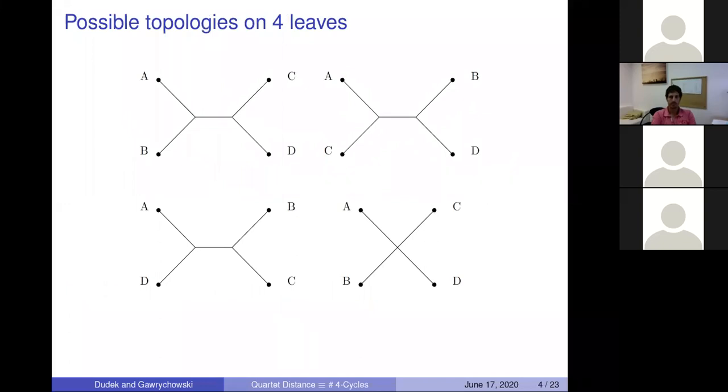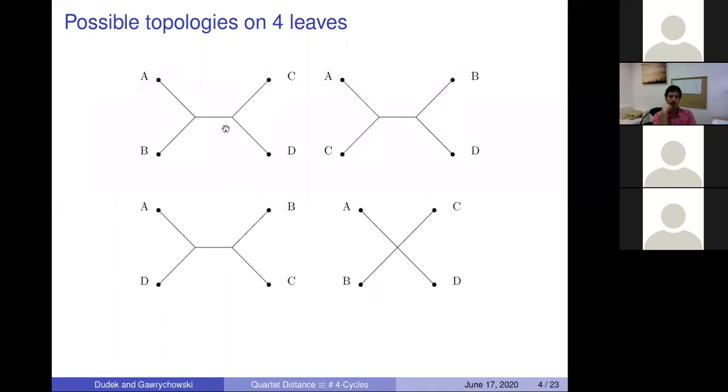So if you consider leaves A, B, C, D, then the 4th possibility is that they all meet at the same node. So there is a node of degree 4, and those 4 leaves intersect there. And the 3 remaining possibilities are that you have 2 leaves, let's say A, B, and they meet first, and the leaves C, D also meet first, and then they all meet together. So you have all those possible shapes.